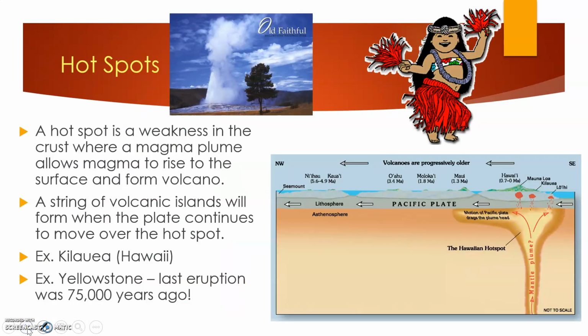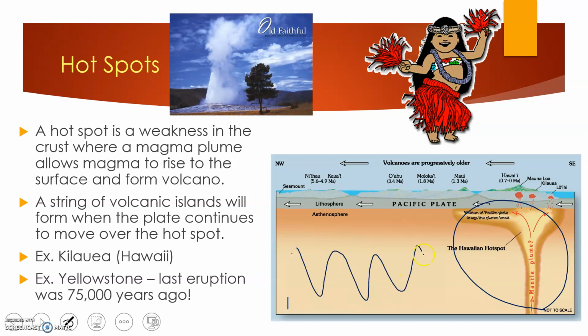All right, hotspots are weaknesses in the Earth's crust where a magma plume basically allows magma to rise up to the surface. So this might be your magma plume. Notice in the asthenosphere there is nothing here. And then there's this hot spot of magma that's underneath the plate inside the asthenosphere. When it rises up, it's going to create basically an island or a string of volcanoes. So the string of volcanic islands will be over what's considered to be the hotspot.